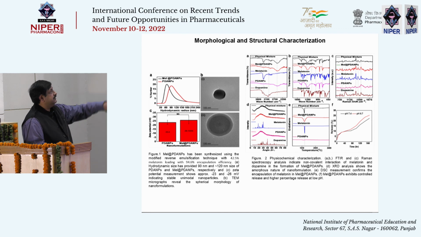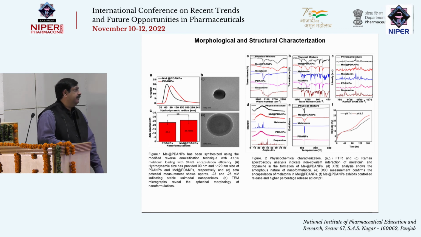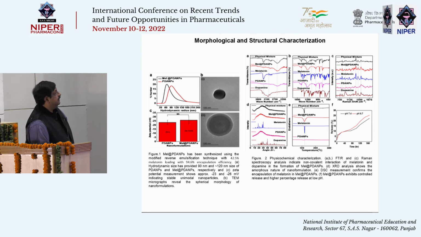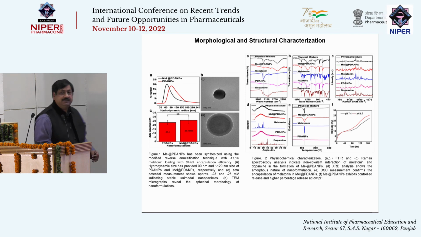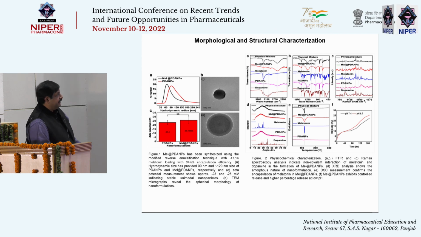So this is the synthesis and characterization method. They are spherical, in the 90 to 120 nanometer range, and the FTIR and Raman spectroscopy show they are non-covalently interacting. They become crystalline to amorphous in the XRD study. They are encapsulated in the nanocomposite by the DSC study, and we could see a controlled release profile.